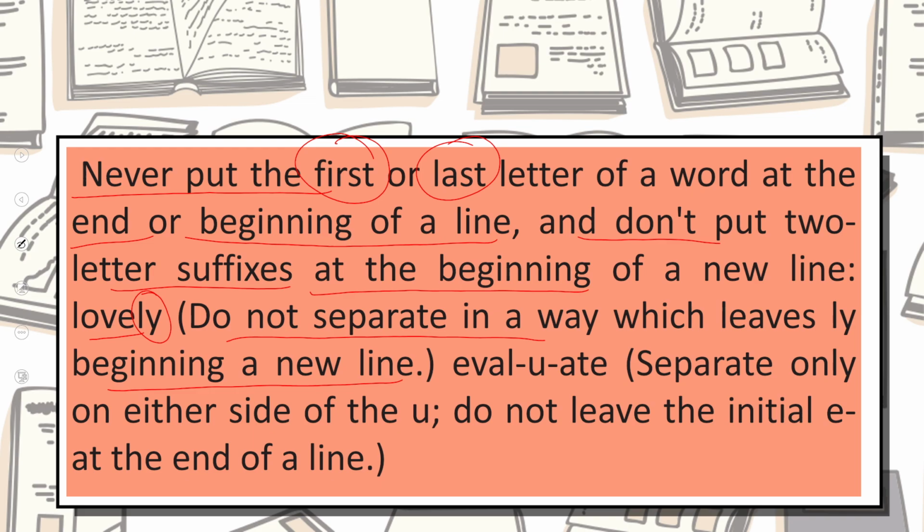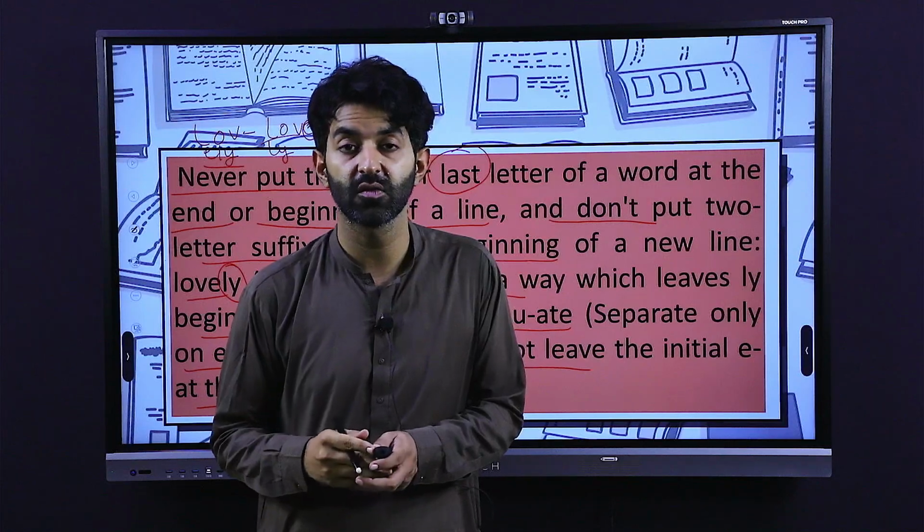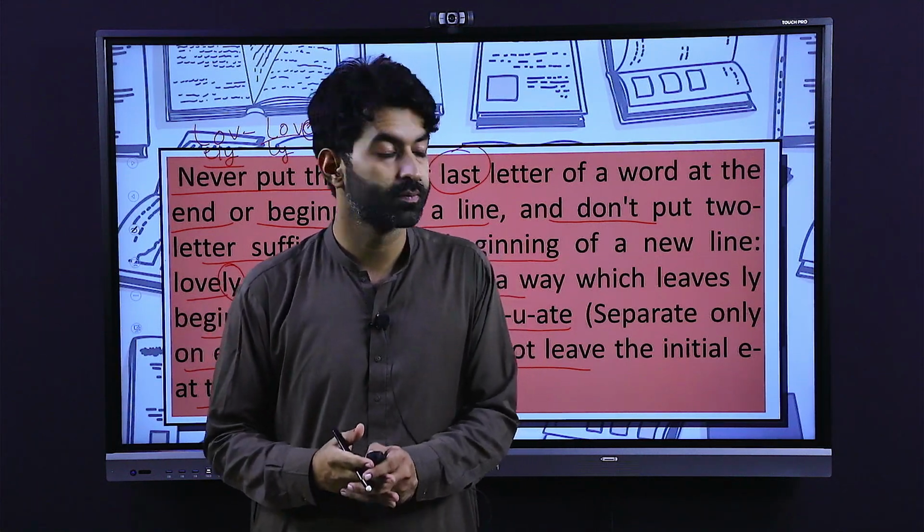You can break it like here, L-O-V-E-L-Y. This is how you do it. And this is wrong. You have to take E with the next line. Now, here are some more words. Evaluate, separate only on either side of the U. Do not leave the initial E at the end of a line. So if you leave one letter like this or two unusual letters at the next line, then the reader will have trouble reading your written message.